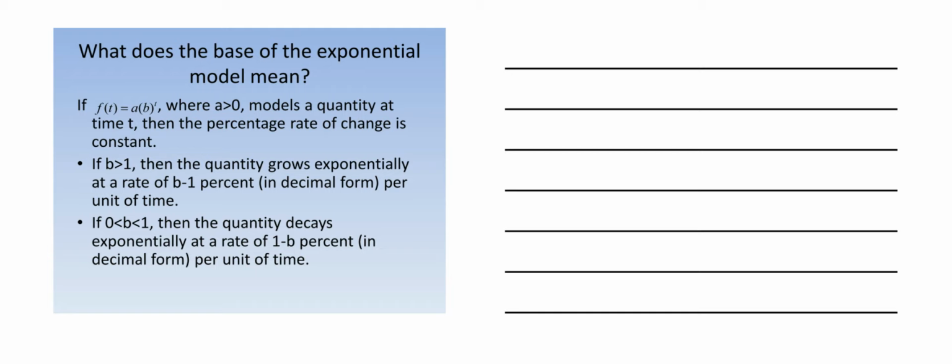If b is between 0 and 1, or in other words, 0 is less than b, which is less than 1, then the quantity decays exponentially at a rate of 1 minus b, in decimal form, be aware of that, per unit of time.